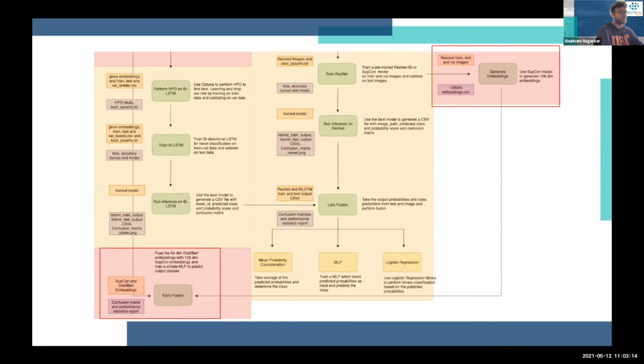So now the last job, which is the early fusion, it basically takes both these CSVs together, and it adds a multi-layered perceptron to which these CSVs are given as an input. And finally, we get a classification output. So this is the end of the early fusion job.